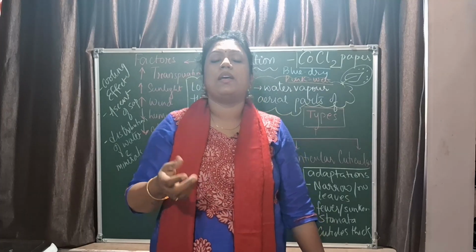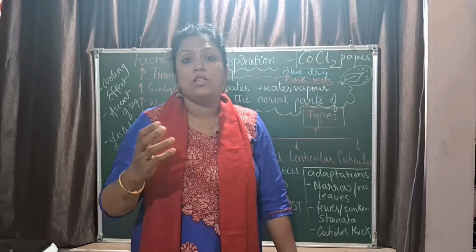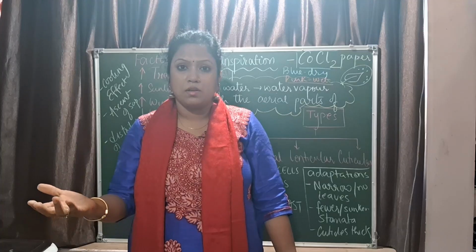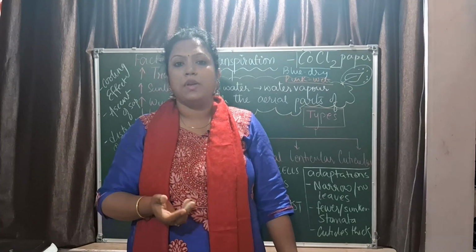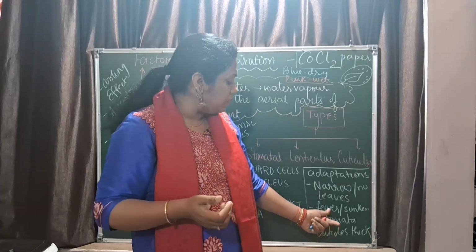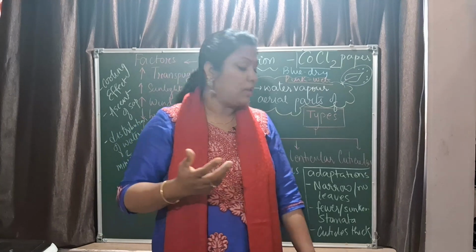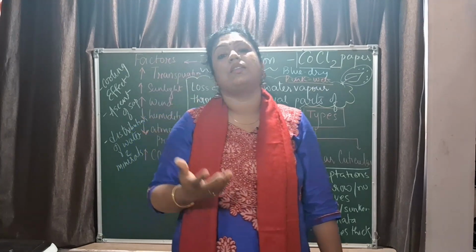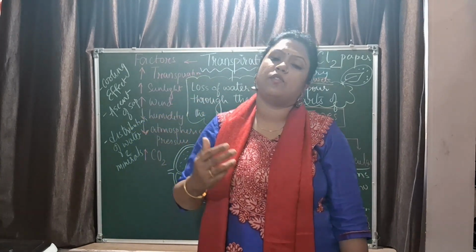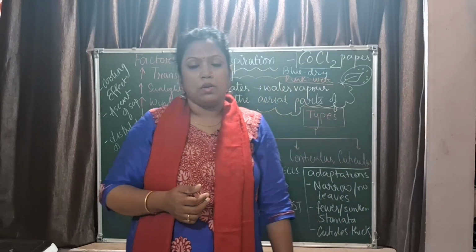The nerium plant has got sunken stomata, so the stomata is not exposed to the outer atmosphere, and the rate of transpiration is low. At the same time, there are fewer stomata, and again the cuticles are thick. If you have thick cuticles, the rate of transpiration will be low in the plants.